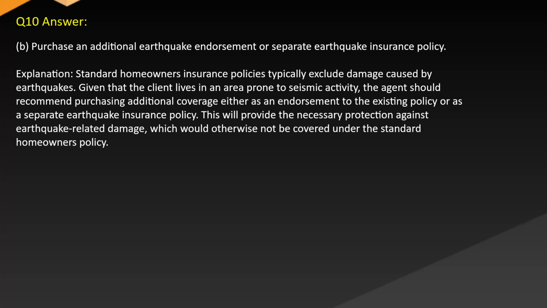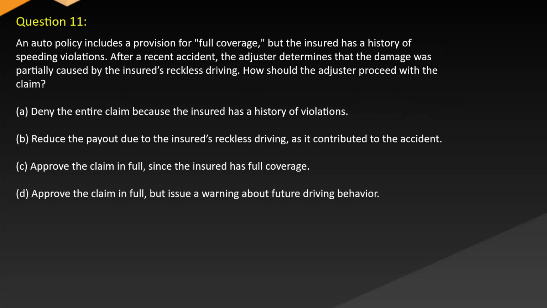as an endorsement to the existing policy or as a separate earthquake insurance policy. This will provide the necessary protection against earthquake-related damage which would otherwise not be covered under the standard homeowners policy. Question 11. An auto policy includes a provision for full coverage, but the insured has a history of speeding violations.